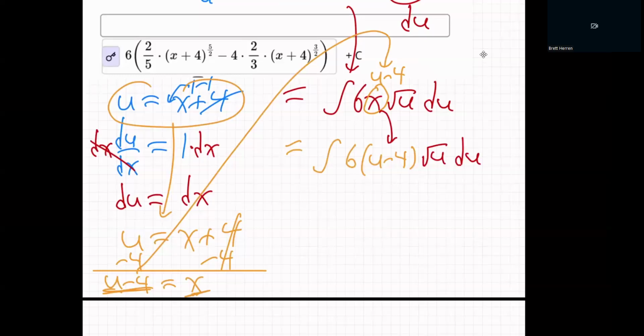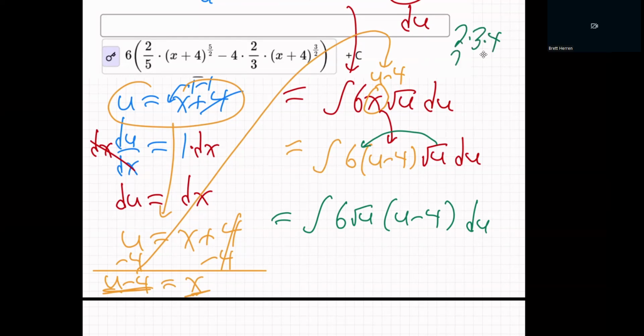So what I'm going to do is a couple of steps to make this a little easier. Let me just bring this over here and rearrange it: 6 square root of u times u minus 4 du. That's fine, because I just changed the order of multiplication. Just think about numbers: 2 times 3 times 4 is the same thing as 2 times 4 times 3. It's 24 whichever way you do it. The order of multiplication never matters. We have three things multiplied, and I just switched the order. Why? It just makes it easier to distribute.